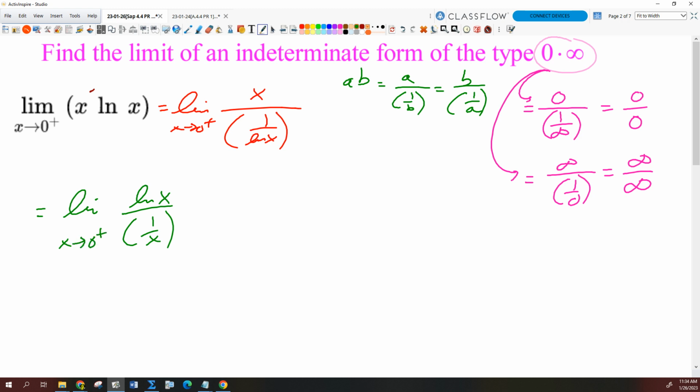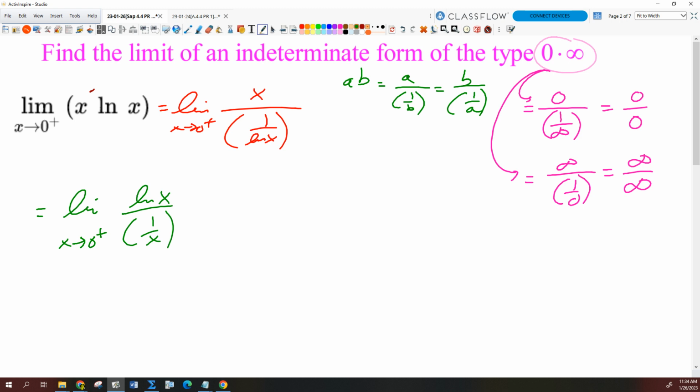Well, based on the colors I chose, which one is definitely better? The green one, right? How come? Well, differentiating 1 over log x, that doesn't sound fun, right? But differentiating 1 over x is no big deal. That's just differentiating x to the negative 1, right? That's easy. Okay, so we'll choose this path.